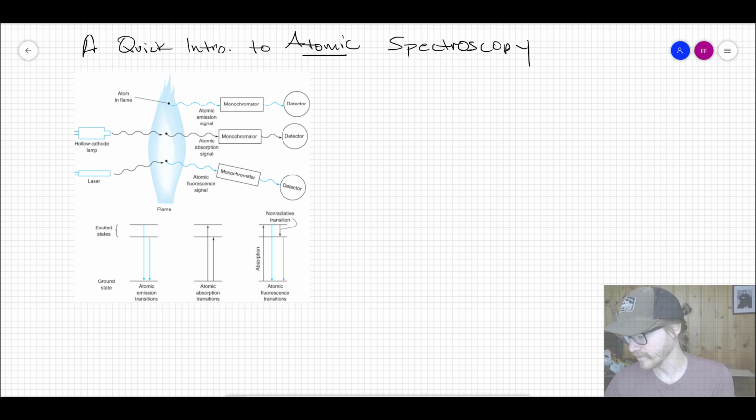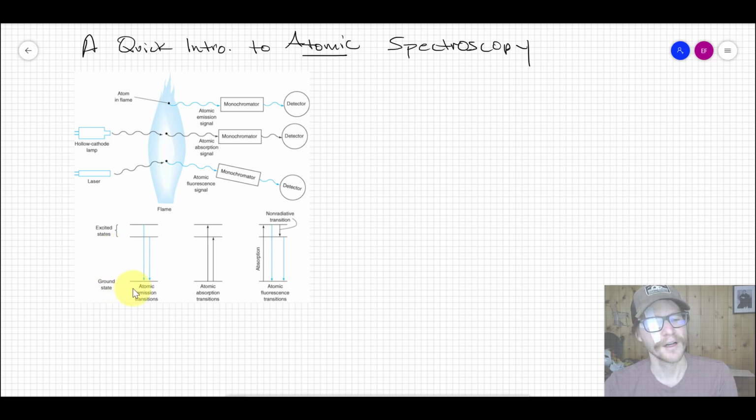So I'll first start with the types of atomic spectroscopy that can be done, namely the types of transitions. Then I'll think about how those are distinctly different from molecules. So we have a few different ones highlighted here. There's of course more than this, but these are sort of the big common three.